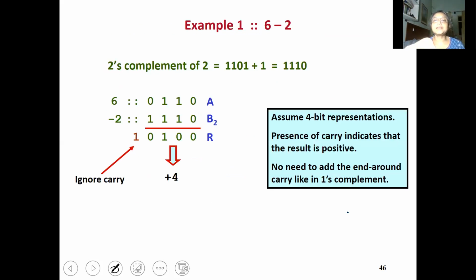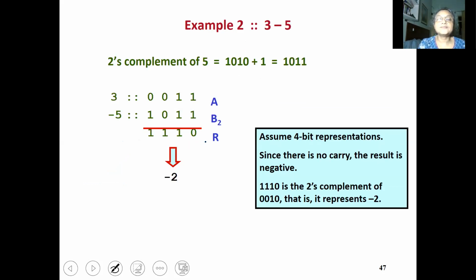So let's take the same example again, 6 minus 2. 6 is represented as 0110. 2 is represented as 0010, and its 2's complement: we first complement the bits to get 1101, add 1 to get 1110. So this is B2. When we add A and B2, we get 10100. This 1 is the carry, and therefore this is a positive number, and we get this magnitude here.